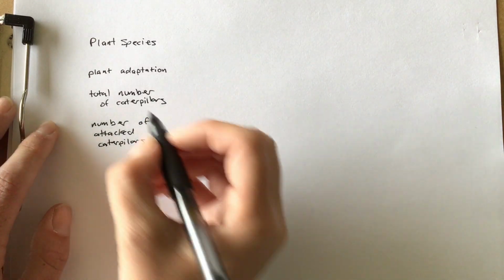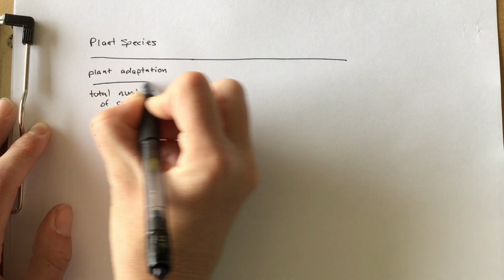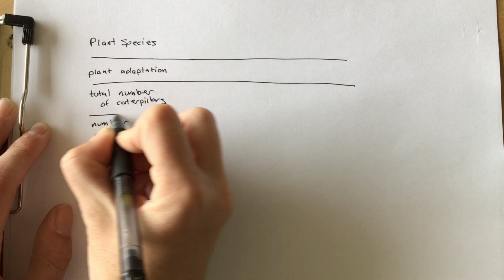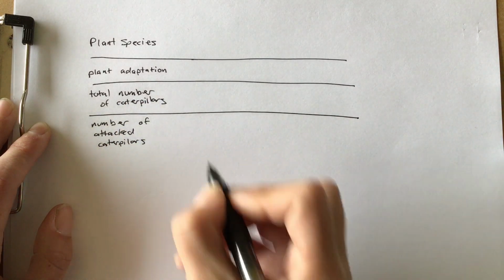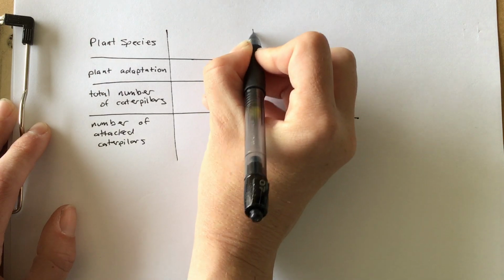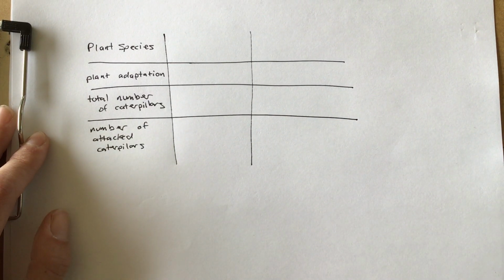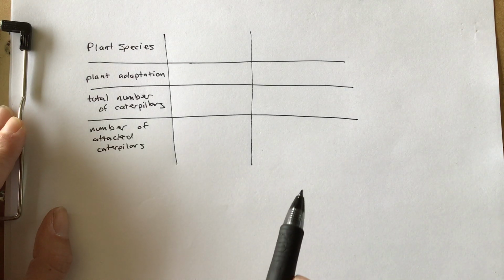So to make this into a table, I'm just going to draw lines between them. And then I'm just going to split this into a couple of sections. So now there's room for me to record my data on both of the different plant types.